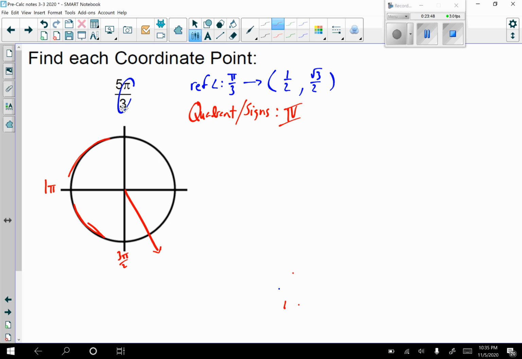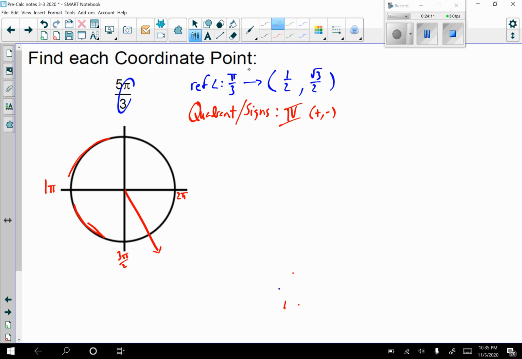And 5 over 3 is more than just 1 bigger. 5 is 2 bigger than 3. What we're looking at is actually 1 less than 2 pi. So 2 pi would be 6 over 3. That's 5 over 3. That's one way you can start thinking about what quadrant we're in. The signs in the fourth quadrant are positive, negative. Put those together. That's why we did it.